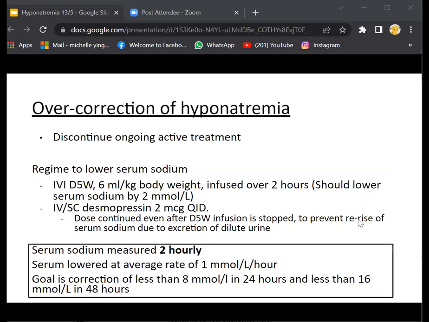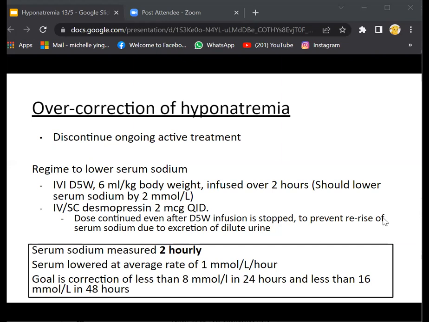Next, for overcorrection of hyponatremia, firstly discontinue ongoing active treatment. The regimen to use to lower serum sodium concentration is IV infusion of dextrose 5% water, 6 ml per kg body weight, infused over 2 hours, which will lower your sodium concentration by around 2 millimole per liter.